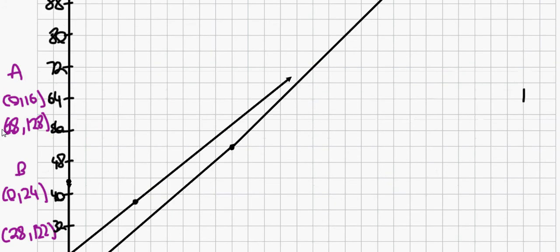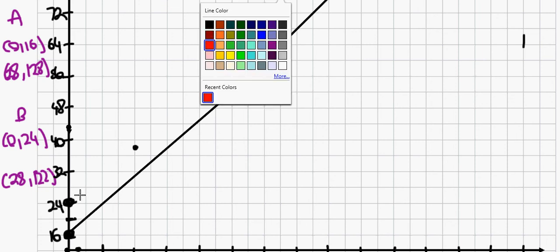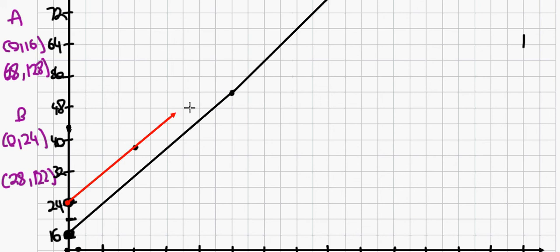So what we might actually do is get a different colored line for this one, just to make it easier to see. And go red. So all you have to do is the first point and the last point, and you should be alright.